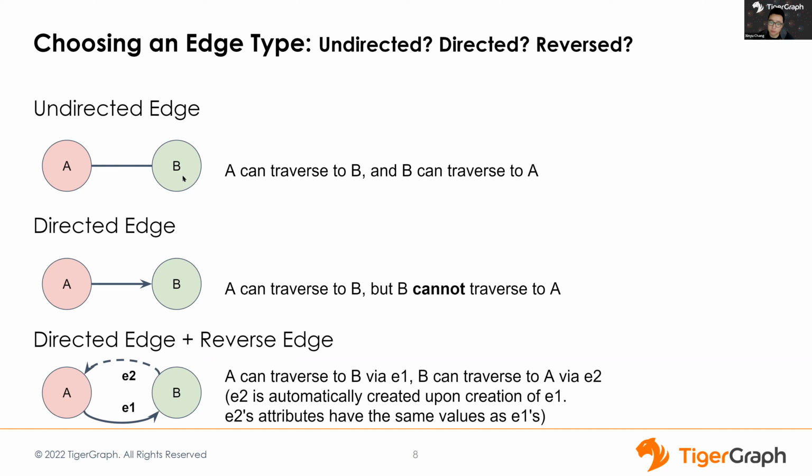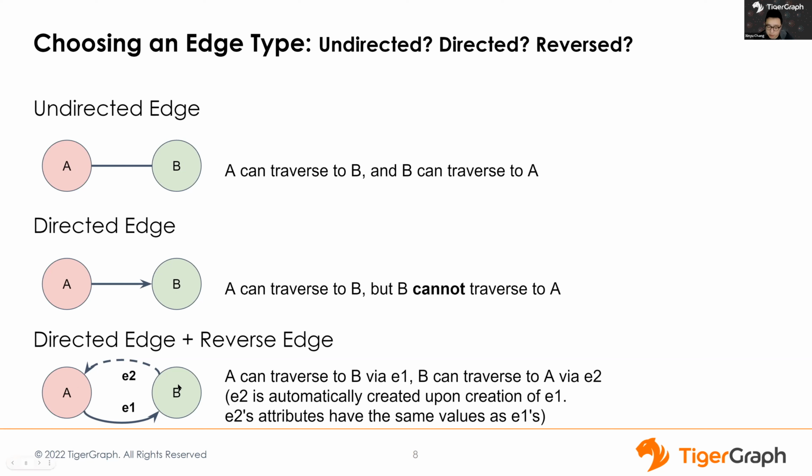So let's get started with undirected edge. Undirected edge is an edge between two vertices that you can go both directions. You can traverse from A to B, and also you can traverse back from B to A, all within the same edge type because there is no direction, so you can go both ways. And for directed edge, you can traverse from A to B, but you don't have an edge from B back to A, so there is no way we can go back to A from B. So that's directed edge. And then we also give the users an option to enable the reverse edge.